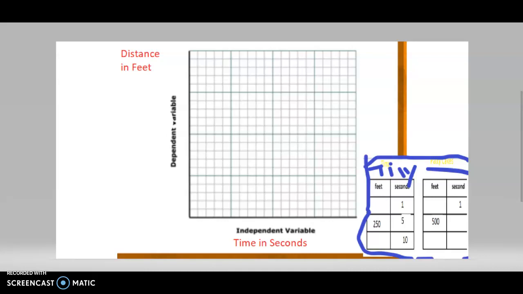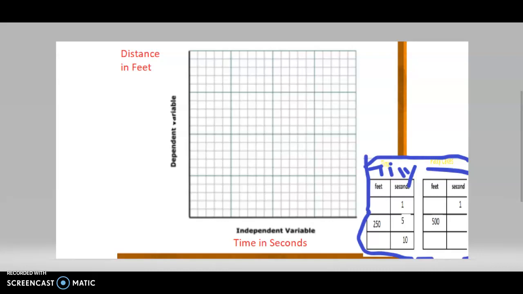Okay, so on your chart paper, what you need to do is write down these two tables. This one's for Tiny, and then the other one is for Patty Cakes. Okay, make this on your chart paper somewhere.